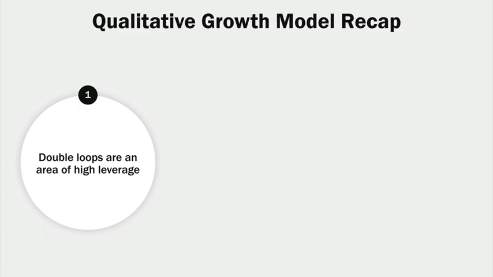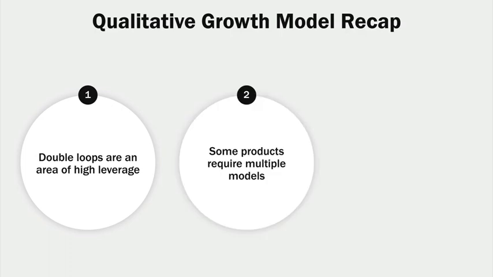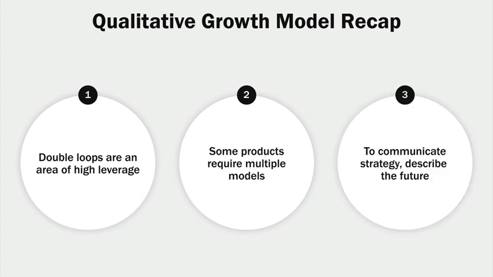So a quick recap on this. One is that when you find double loops within your qualitative growth model, it helps identify an incredibly high point of leverage, so you should start by focusing there. The second is that a lot of different types of companies and products require multiple qualitative growth models in order to represent how their business grows. Things like marketplaces, ad-based businesses, and multi-product companies. And third is to communicate an evolving strategy over time.